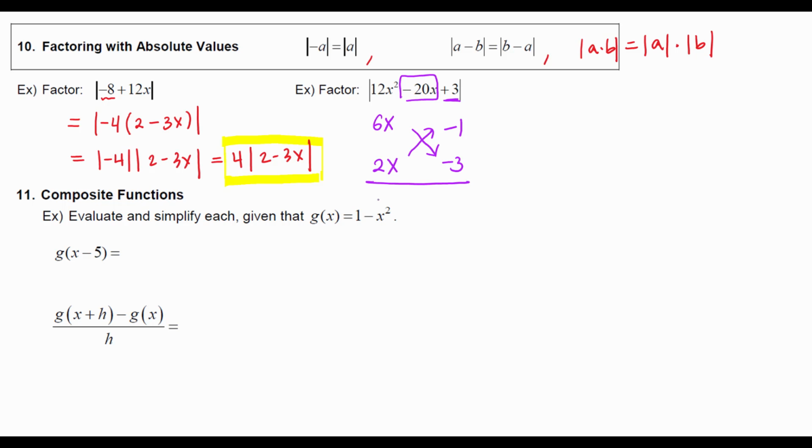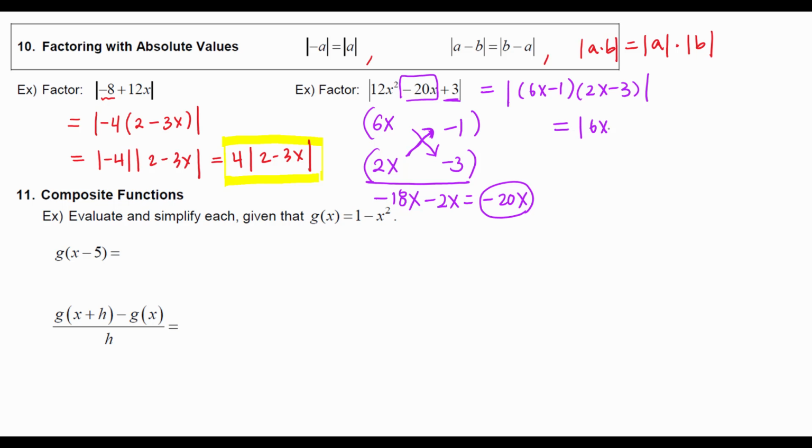Outer two is negative 18x. Inner two is negative 2x, which combines to negative 20x in the middle. So this is the right factoring, and the factors are 6x minus 1 times 2x minus 3. And because the absolute value of AB is the absolute value of A times the absolute value of B, you could rewrite this as the absolute value of 6x minus 1 times the absolute value of 2x minus 3. And that's as far as you can get.